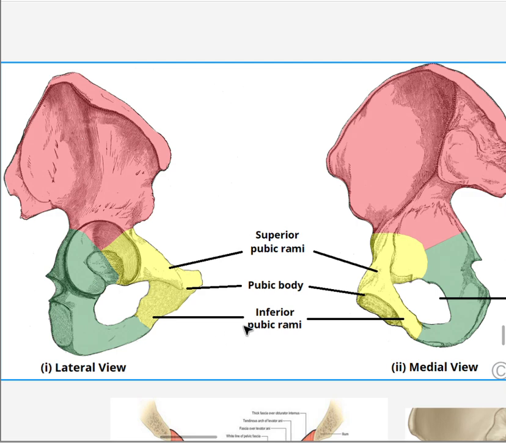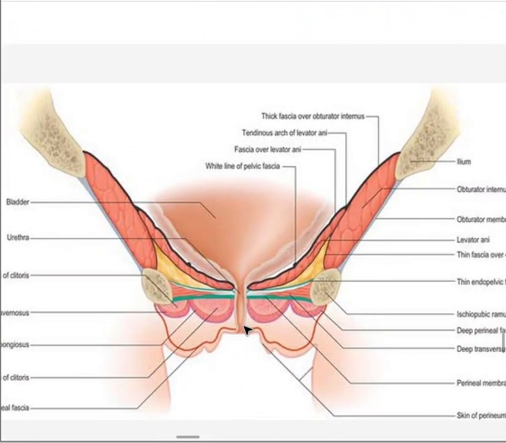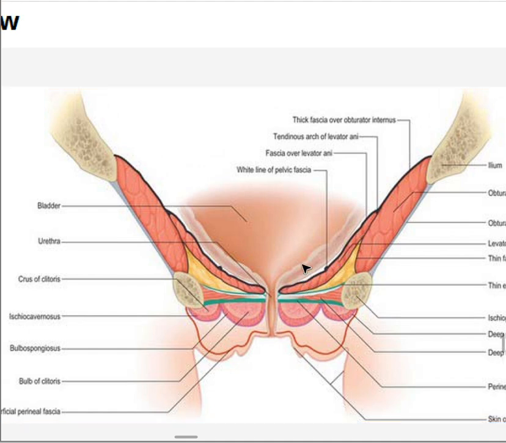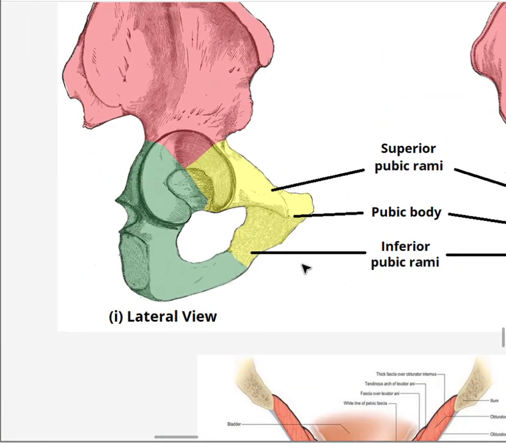The second origin is the internal surface of the parietal pelvic fascia along the white line. Now here can you see the parietal pelvic fascia, and this is the white line of the parietal pelvic fascia. This is the second origin of the levator ani muscle. The third is the pelvic surface of the ischial spine.